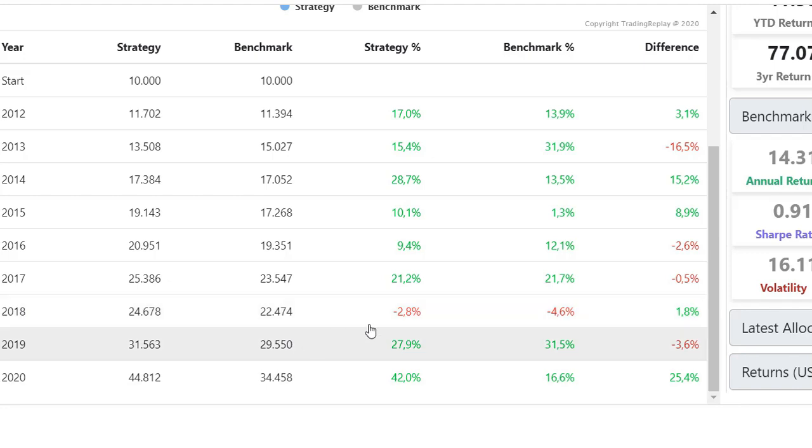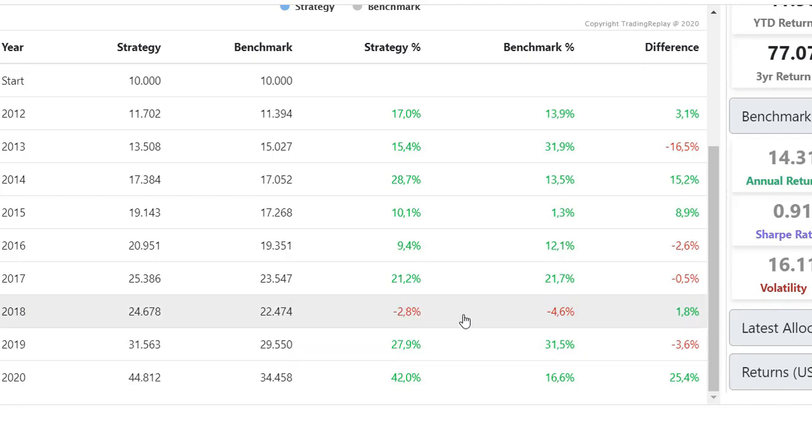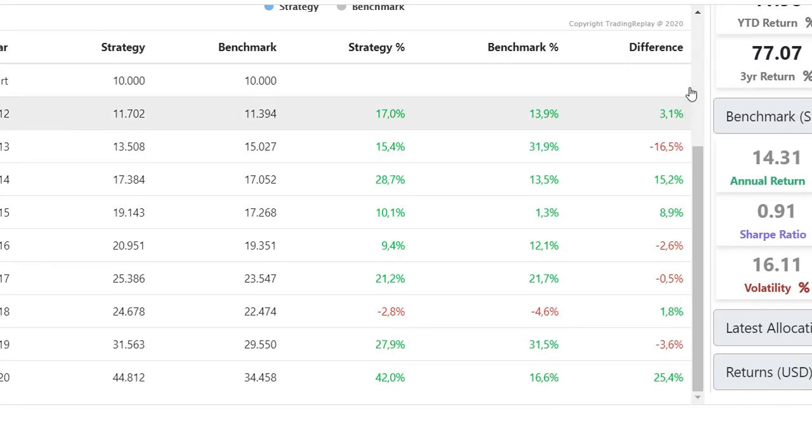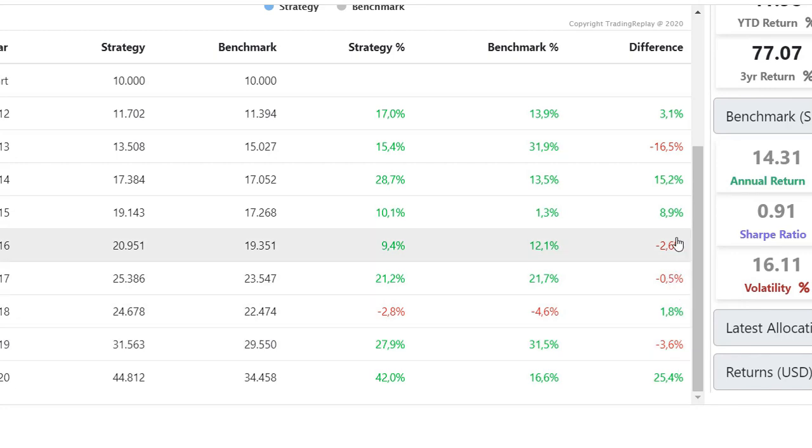So that was what kind of destroyed the performance here. You can see the benchmark, the S&P 500, was also down. And this is the comparison column where you can see how we are doing compared to the S&P 500. So it's not every year this strategy is beating the market, but that is not what I'm looking at.